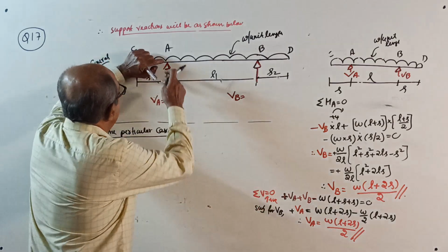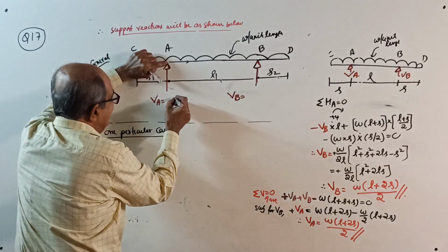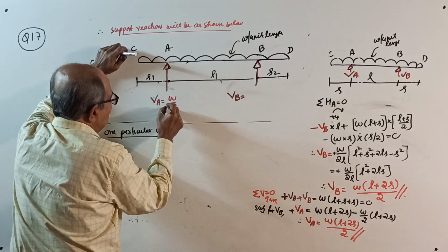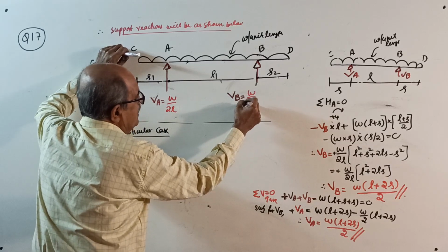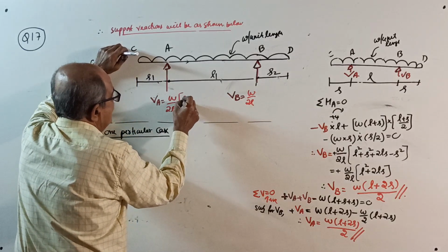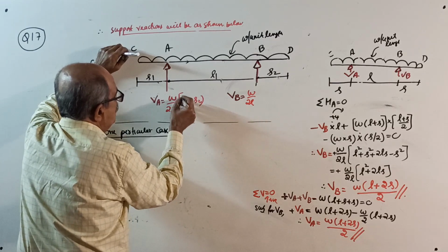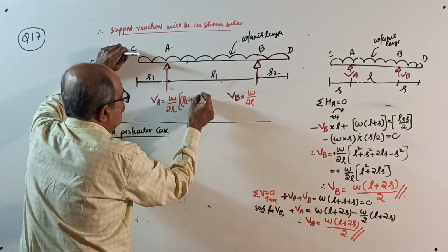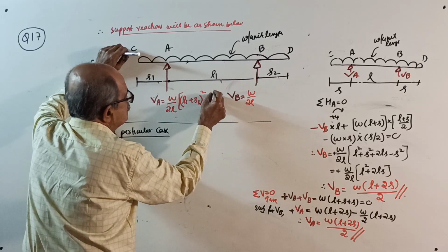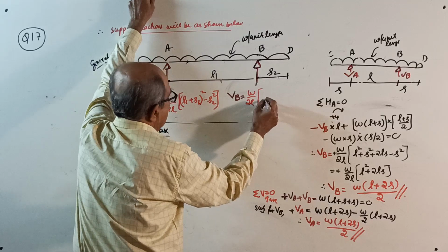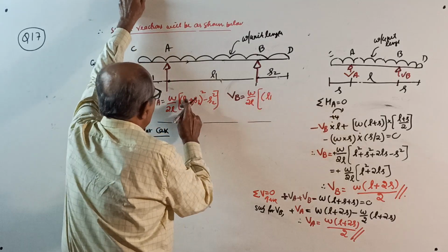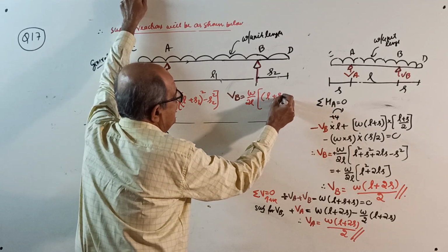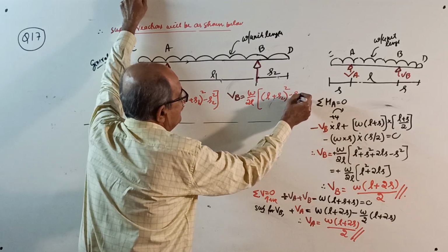So anyway, you see there, moment about A is not required. It will come without solving. I have not bothered. VA equals W by 2L into (L plus S2, sorry, L plus S1) whole square minus S2 square. Here also W by 2L into (L plus S1) whole square minus S2 square. This reaction is W by 2L into (L plus S2) whole square minus S1 square.